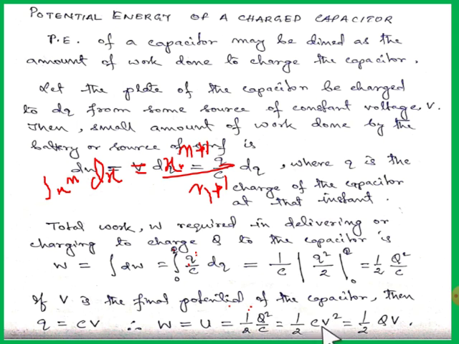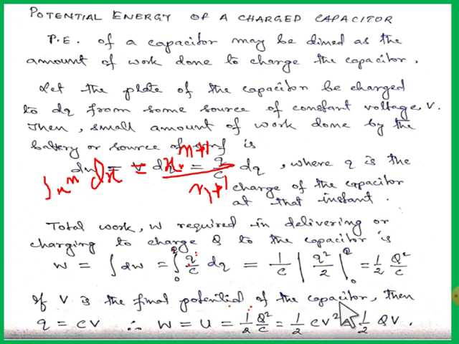Likewise, if you replace C by Q by V, then what happens? One V and this V will be cancelled, and you will get half QV. So the potential energy stored in a parallel plate capacitor will be equal to half Q squared by C, or half CV squared, or half QV.